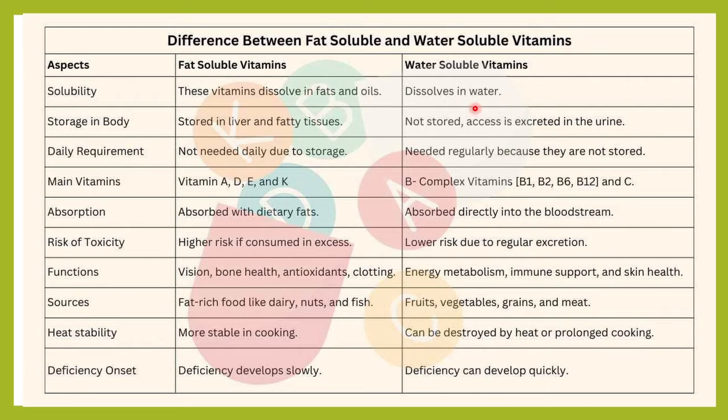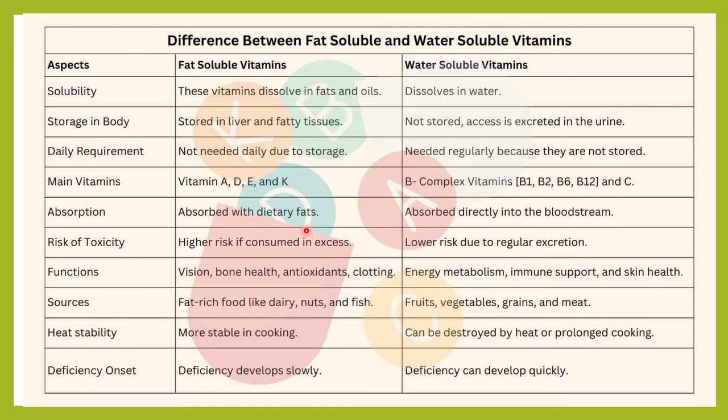Whereas water soluble vitamins are not stored in the body, and if there is excess, it is excreted in the urine. The daily requirement of fat soluble vitamins, because they are stored, is not needed daily. Whereas water soluble vitamins are excreted if in excess, so we regularly require them. The examples would be A, D, E, K for fat soluble vitamins, and the B complex vitamins I have already told you. The absorption of fat soluble vitamins happens with the dietary fats.